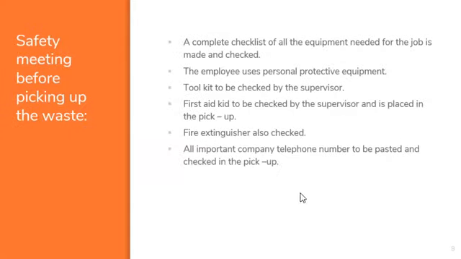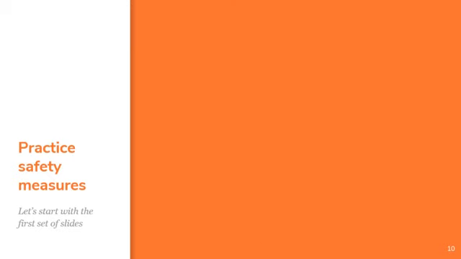Yan. Safety meeting before the pickup of waste. Okay, you have to have your checklist. The employee uses proper PPE. Then toolkit should be checked also. First aid kit should be checked. Fire extinguisher. So these are all things that you have to check before the safety meeting before picking up the waste. Now we go to the practice safety measures.